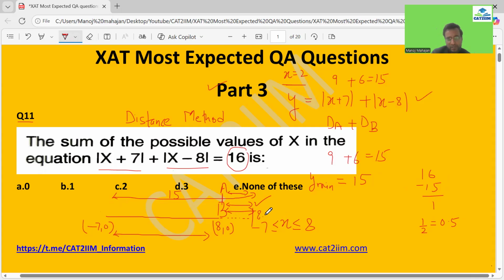So this point will come out to be nothing but 8.5 comma 0. So the first solution for x is 8.5. If you substitute 8.5 in this, you will get the value as 16. So we have to find out the sum of all the possible values. So we have to look at another solution out here. So that would be this side.